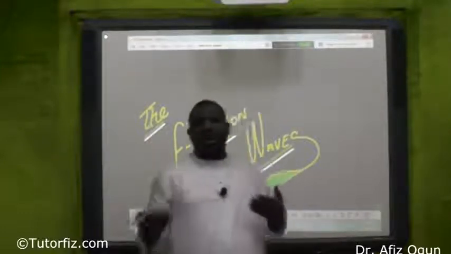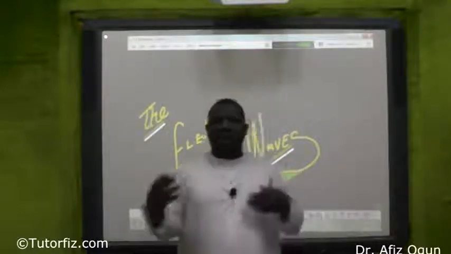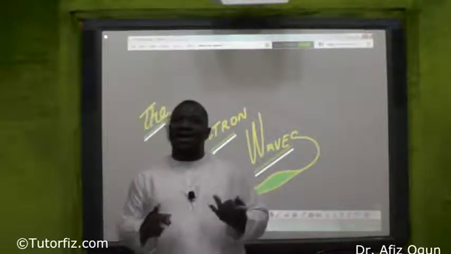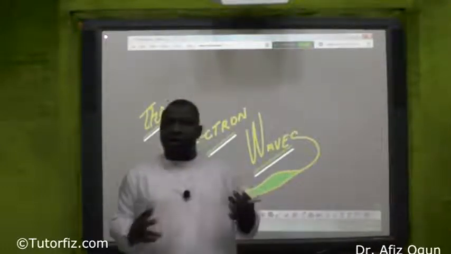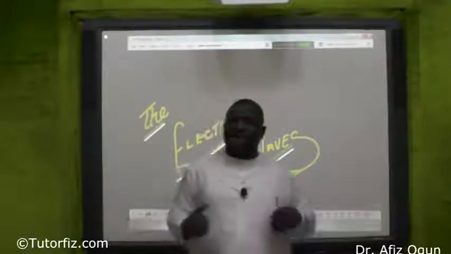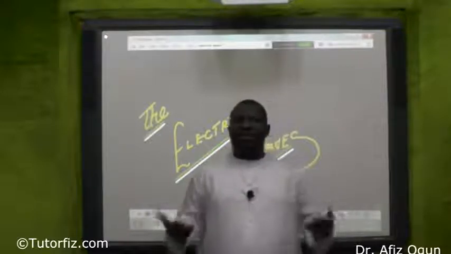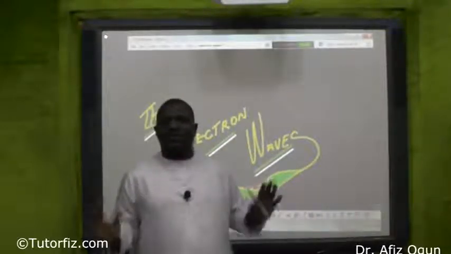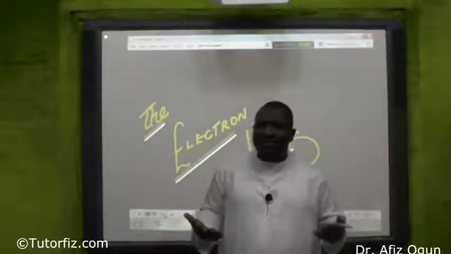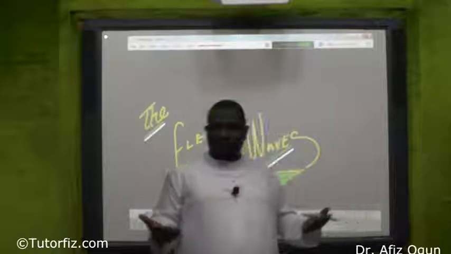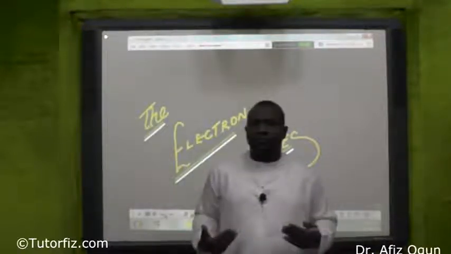We agreed that light has dual nature. Light behaves both as a wave and as a particle. We already agreed that light behaves as a wave because it undergoes diffraction and interference. Because we know right from time that anything which undergoes diffraction and interference is a wave. We also proved that light is made up of particles. And we proved this with the photoelectric effect.